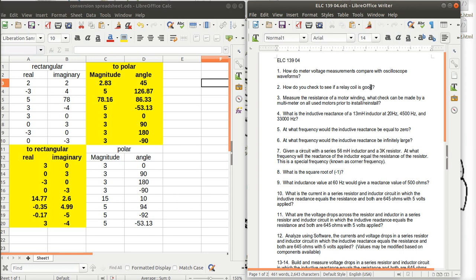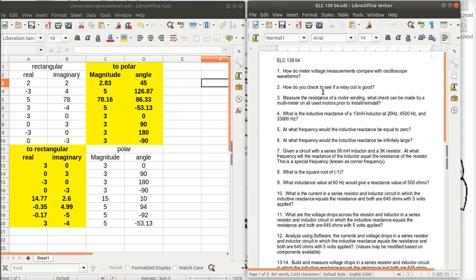Hello, worksheet 4. We went over a lot of this in class, but here are little reminders. How do meter voltage measurements compare with oscilloscope waveforms? Your meter measures what value of voltage? Your oscilloscopes show what value of voltage?